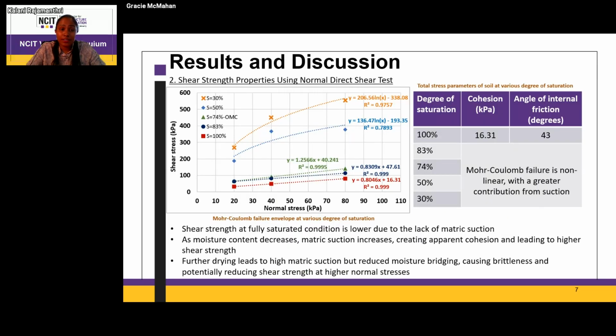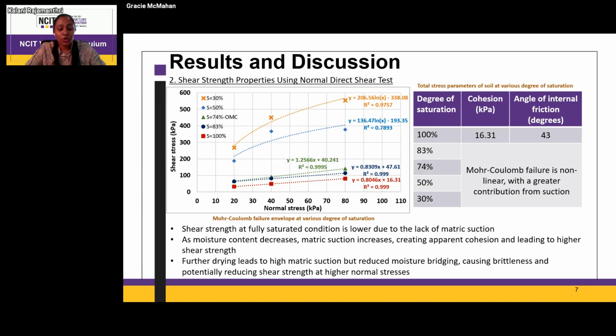The next result is the shear strength properties using the normal direct shear test. This graph shows shear stress versus normal stress across different degrees of saturation, and it reveals a nonlinear trend. At full saturation, the shear strength is lower due to the absence of matric suction, or negative water pressure. As saturation decreases, the matric suction increases, which results in an apparent cohesion and leads to a higher shear strength.